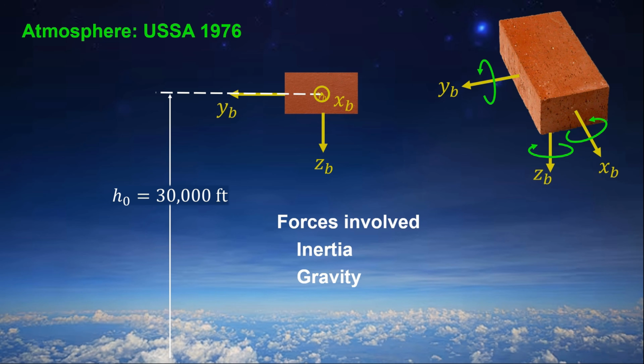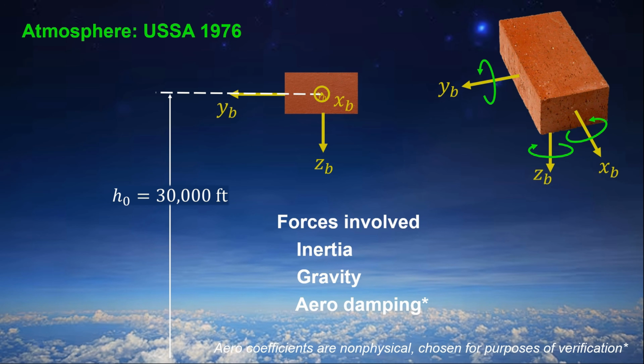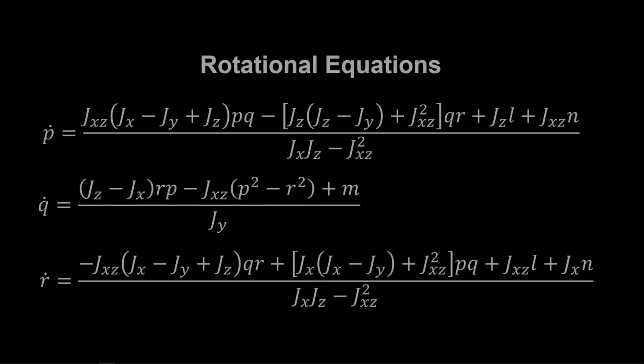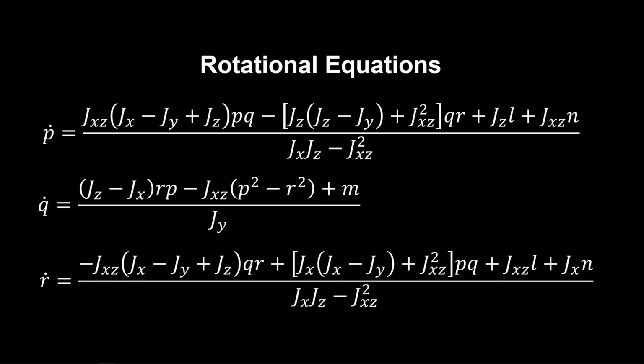The third check case is the same as the previous, but aerodynamic damping is now included. This will tend to arrest the angular motion of the brick. Recall our rotational equations reviewed in section 1.2. This is the first time we're working with aerodynamic moments in these rotational equations. They're named L, M, and N for roll, pitch, and yaw.